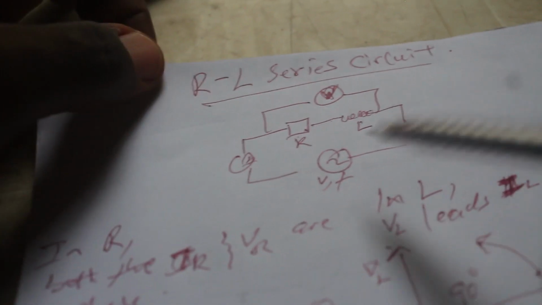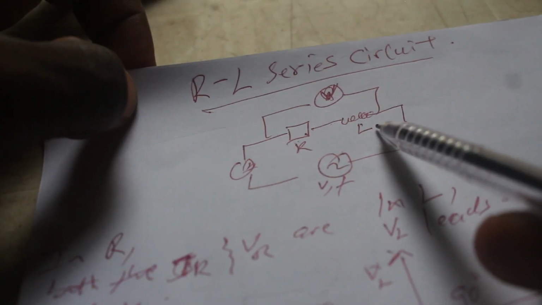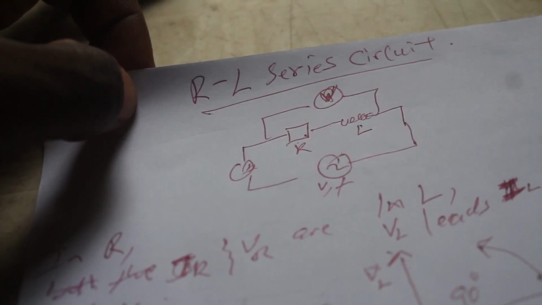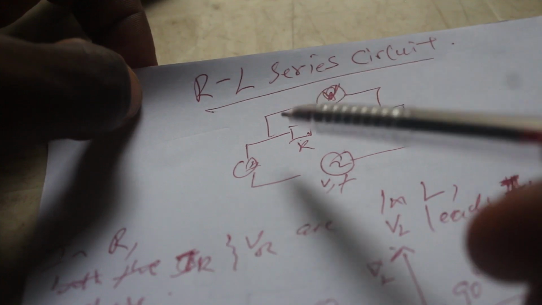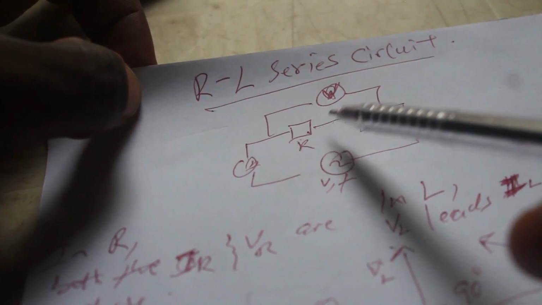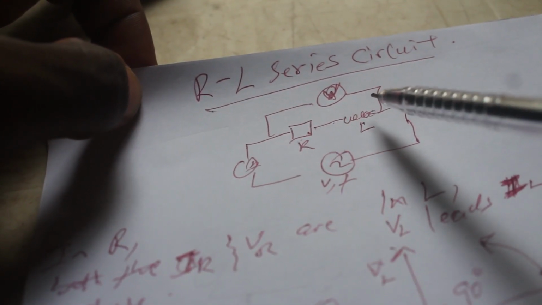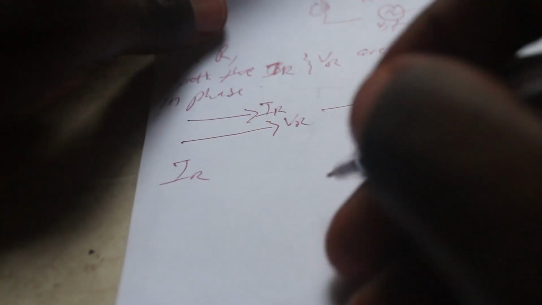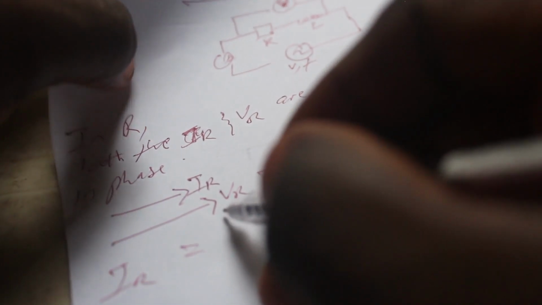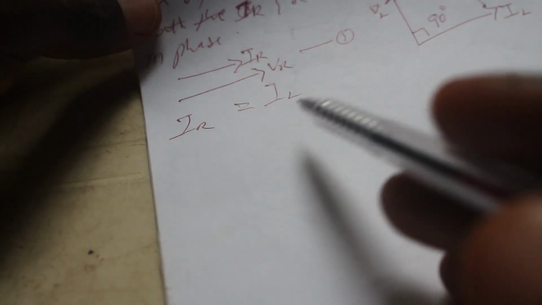Now remember that since these two components are connected in series, it doesn't matter what kind of circuit it is. It could be a direct current circuit or an alternating current circuit like we have here. The current passing through every single component connected in series is the same, both in magnitude and direction. And that means that IR, the current through the resistor, is the same as IL, the current through the inductor.